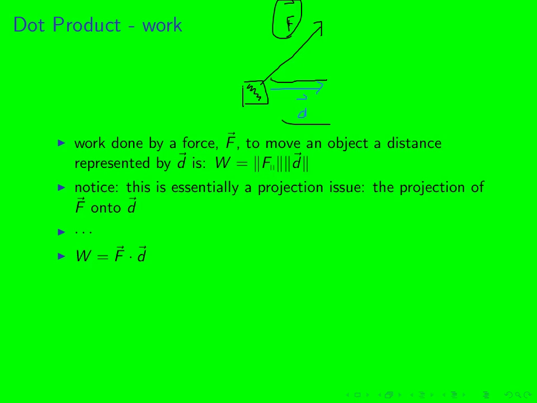So work only considers the force that moves parallel to the direction of motion. And so work is defined to be the magnitude of F parallel times the distance that you move the object, times the magnitude of the vector d. And so if you work out all the details, I'm going to leave them out here for now, you'll see that the work is the dot product of the force with which you pull dotted with the distance vector that represents the motion of the object.